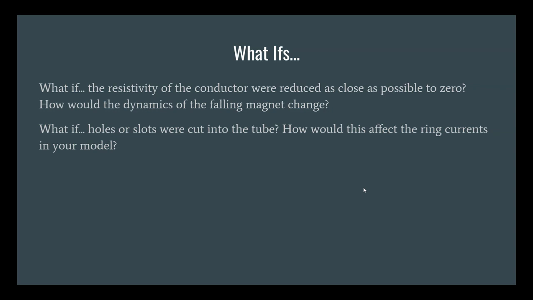And if holes or slots were cut into the tube, how would this affect the ring currents in your model? Well, the induced current would consequently be reduced, and the bar magnet would likely fall faster through the tube, as the braking forces would likewise be reduced. Those braking forces being the magnetic force on the descending bar magnet.